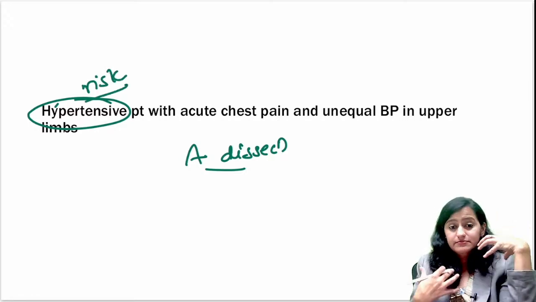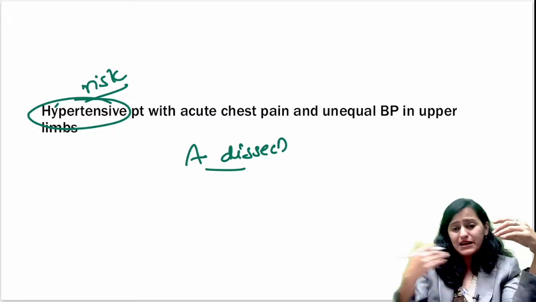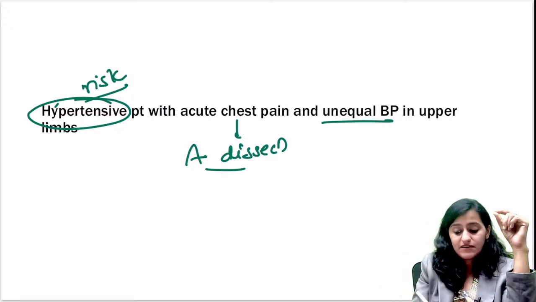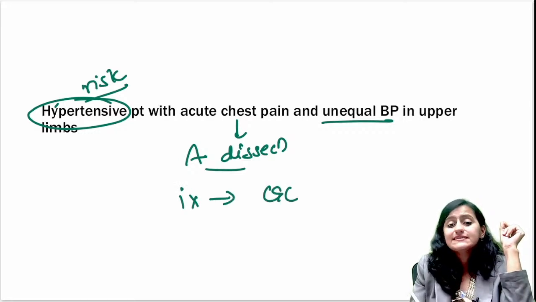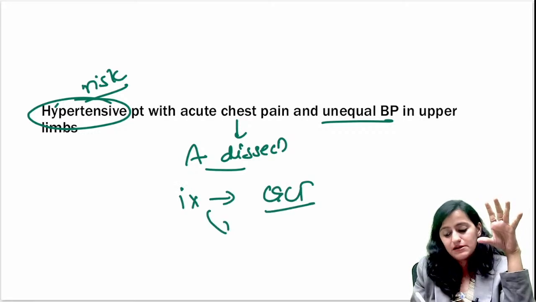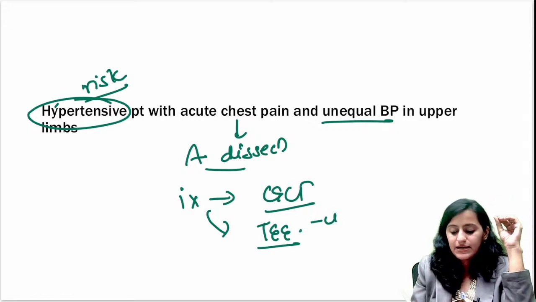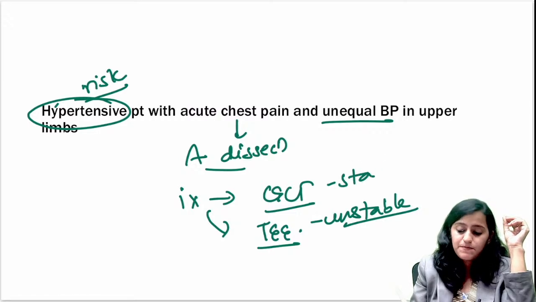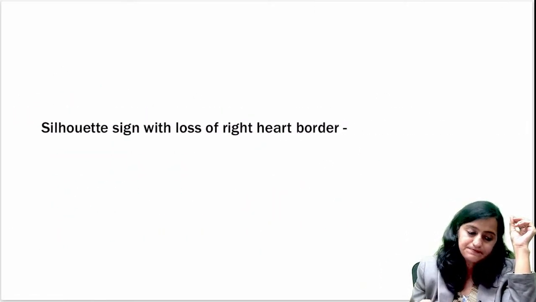There is acute chest pain like MI, but the blood pressure in the upper limb can be unequal. When this is the history given, you think of aortic dissection. What investigation do you do here? CECT, if the patient is stable. If the patient is unstable, then you go for TEE, transesophageal echo.